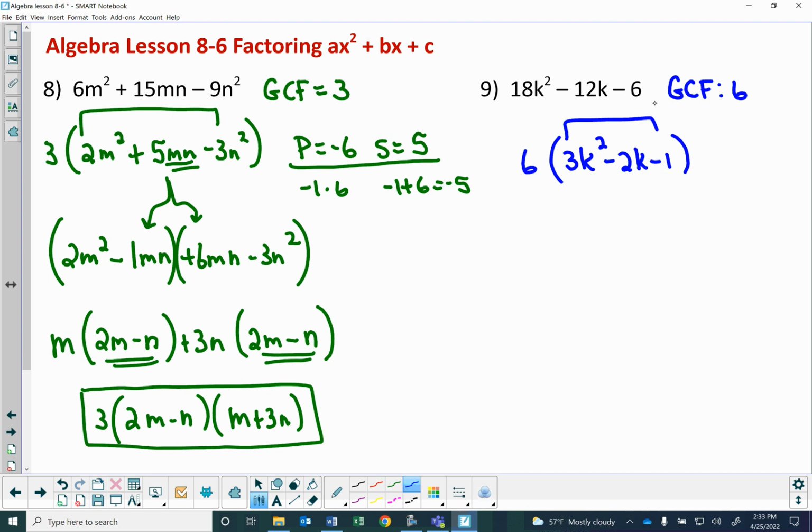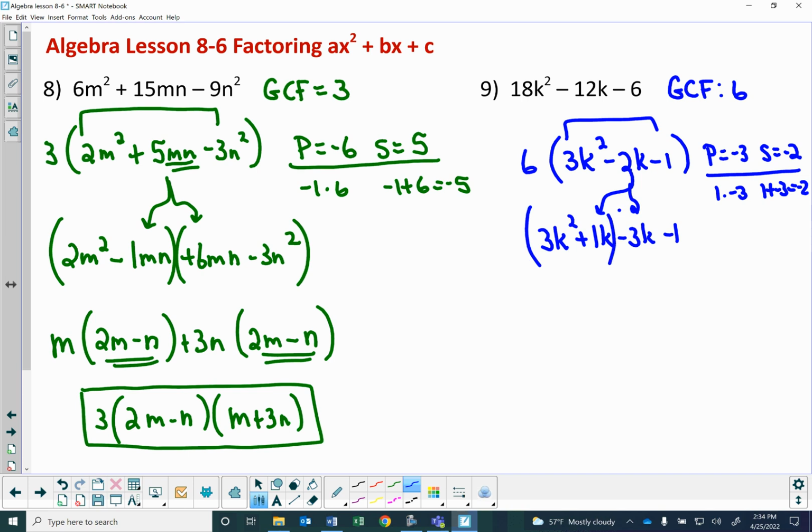So I need a product of negative 3 and a sum of negative 2, which means the larger of my two factors has to be negative. So we're taking 1 times negative 3 because 1 plus negative 3 is equal to negative 2. So rewrite 3k squared minus 2k minus 1 as 3k squared plus 1k minus 3k minus 1. All we did was rewrite negative 2k as 1k minus 3k.